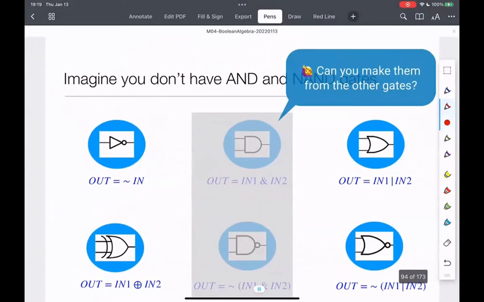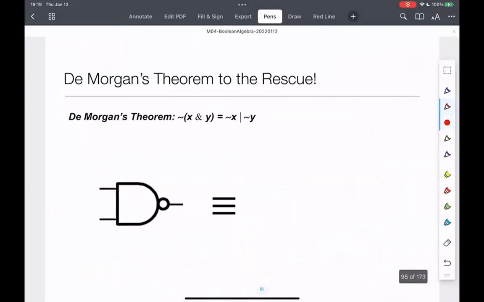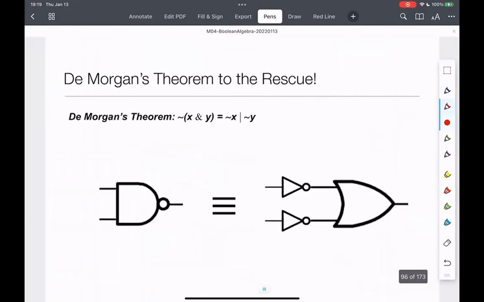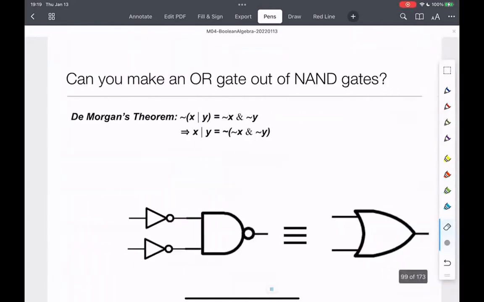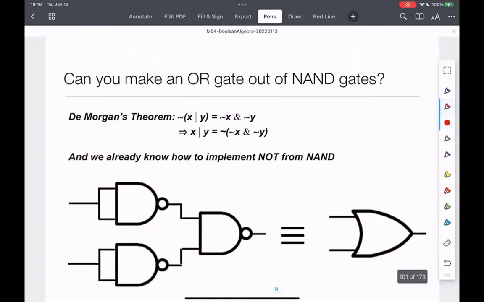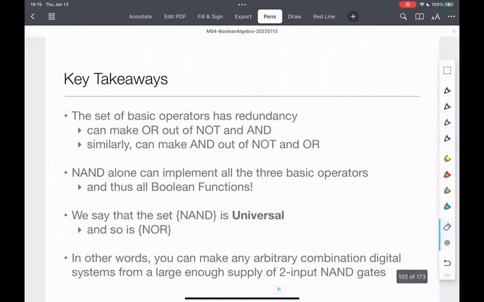So we saw that. I think most of these things we have seen. De Morgan also, I thought, right? We have seen this. I'm going to flip through this. Can I make an OR gate out of a NAND gate? We saw that. So I'm going to skip through that also. So OR gate, we can do it with a NAND gate. So essentially, we can do a lot of these things.